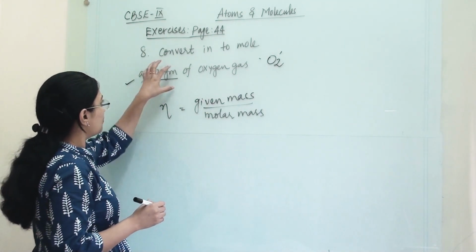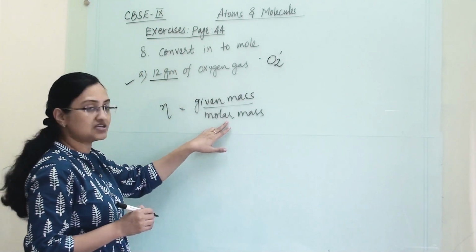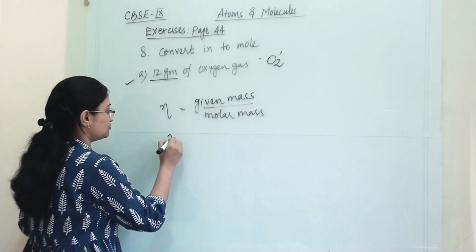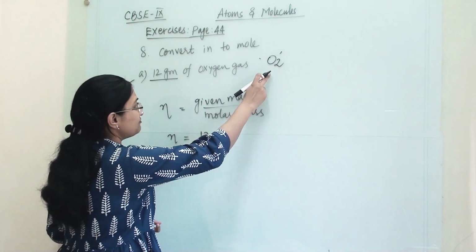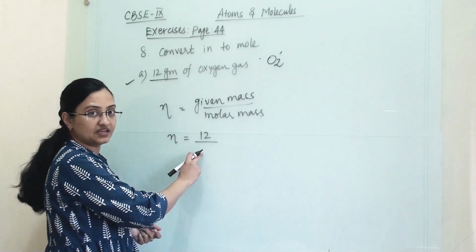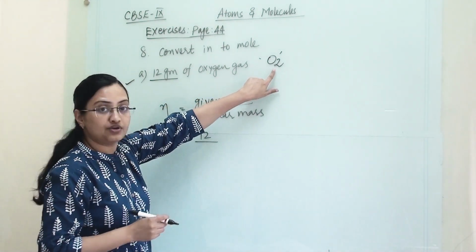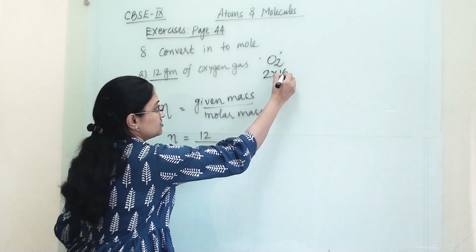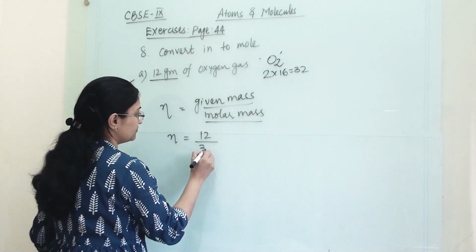Given mass means whatever substance mass we get from the question. Molar mass is the atomic weight or molecular weight. So the number of moles equals the given mass, 12, divided by the molar mass. Now if they had asked for 12 gram of oxygen atom, we could have taken 16. But here it is oxygen gas. So we have to count it for O2. So it is 2 into 16. So it is 32. So the molar mass of oxygen gas is 32.